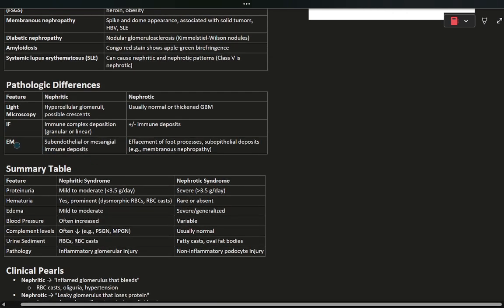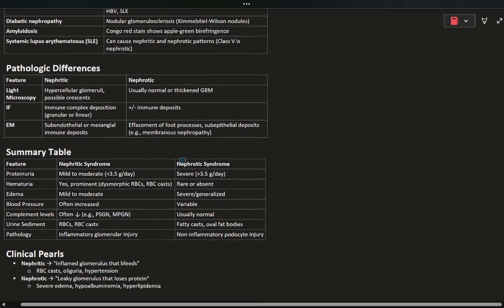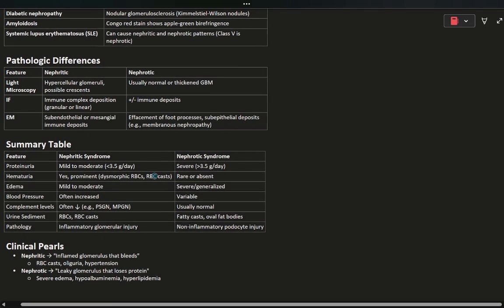And then for electron microscopy, you may be able to see subendothelial or mesangial immune deposits in nephritic syndrome. While for nephrotic syndrome, there's going to be effacement of foot processes and subepithelial deposits. And this typically occurs in membranous nephropathy. One thing to note is that effacement of foot processes can be only detected in electron microscopy rather than light microscopy.